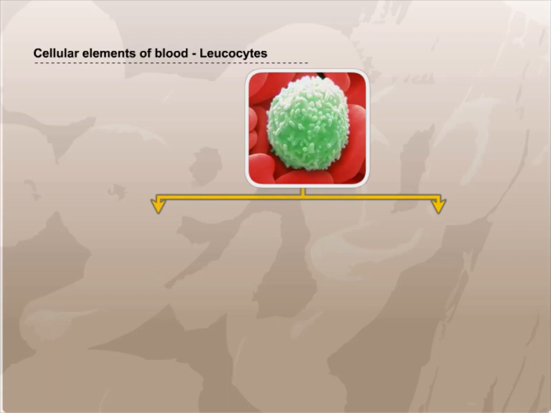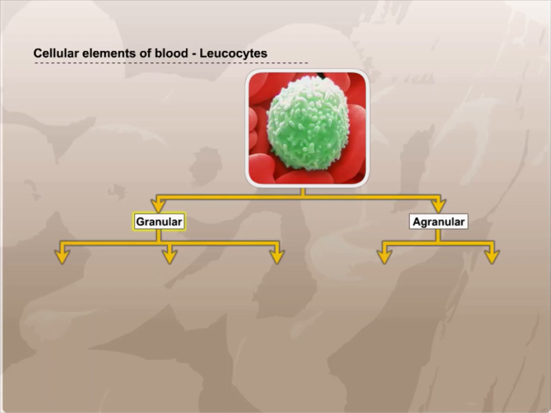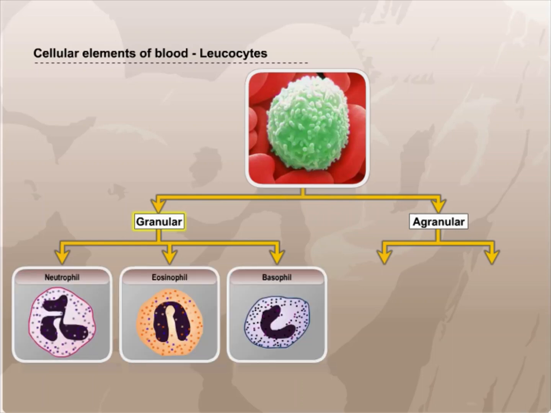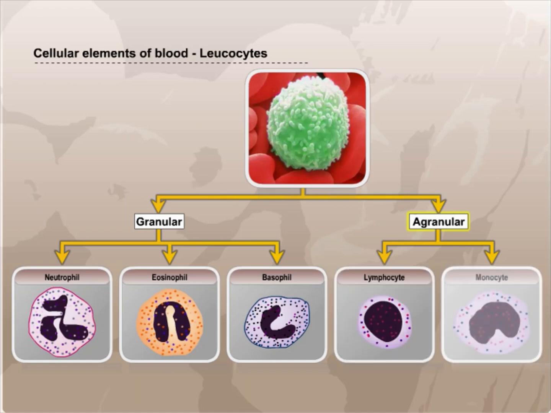Leukocytes are classified into granular or agranular leukocytes. The granular leukocytes are neutrophil, eosinophil, and basophil. Agranular leukocytes include lymphocytes and monocytes.